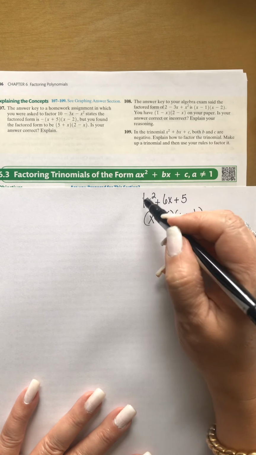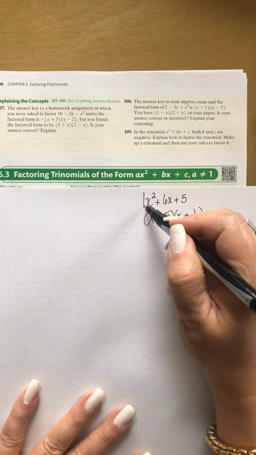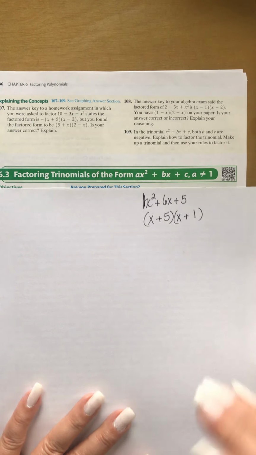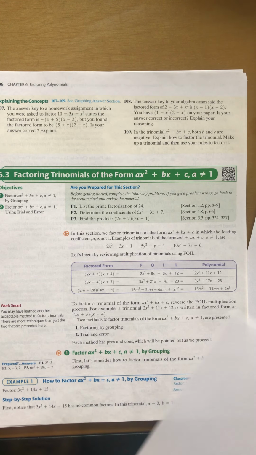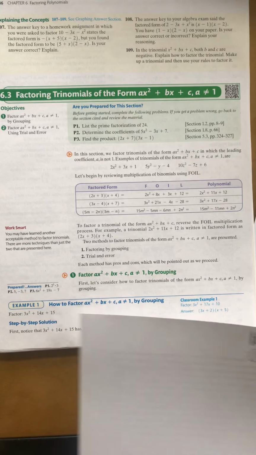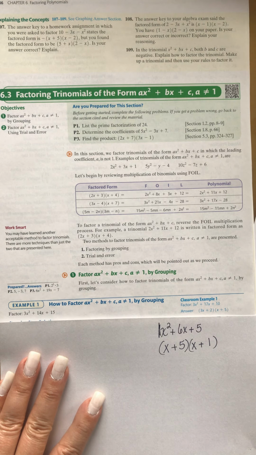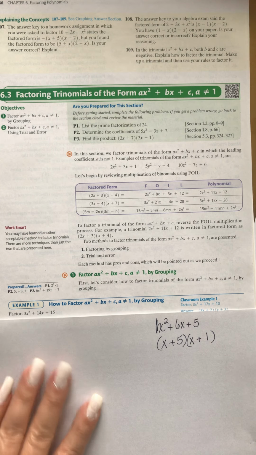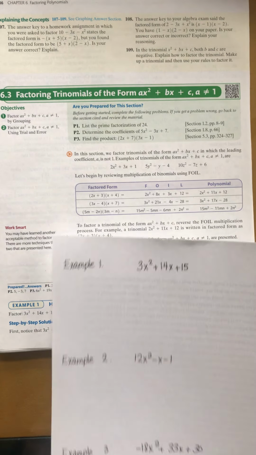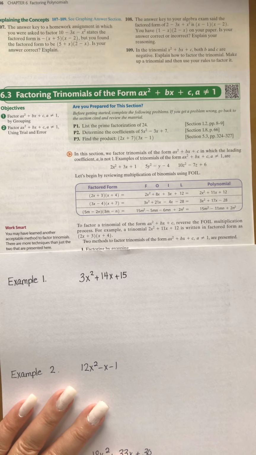Well, in this case, you're going to have a leading coefficient that's not a 1. So this is what you're going to do in this case. So the first problem says 3x squared plus 14x plus 15. So now I wrote it out here.